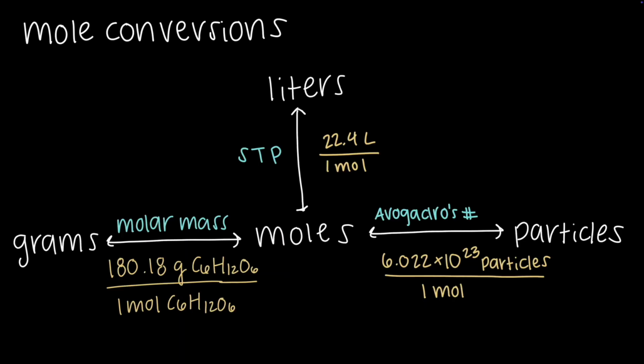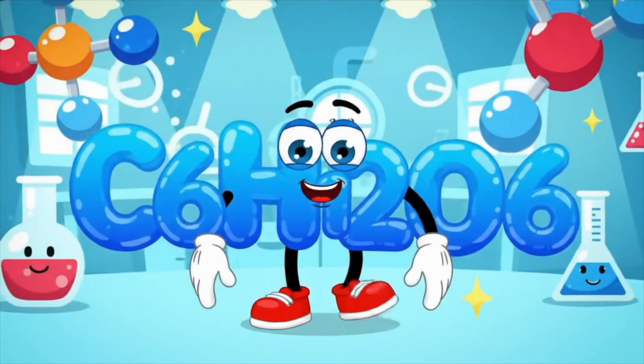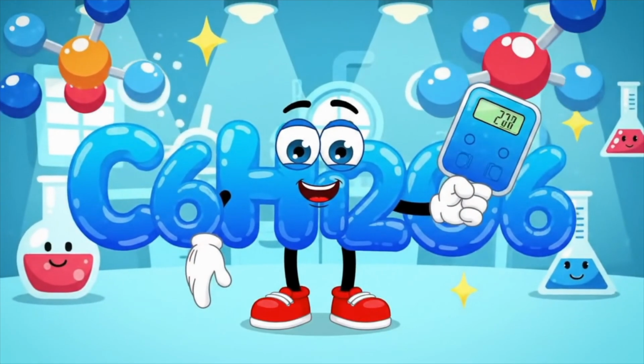Now glucose wanted to tie all these paths together. He drew his mole map. Moles in the center as the middle ground. To the left, grams connected through molar mass. To the right, particles connected through Avogadro's number. And above, liters at STP connected through 22.4 liters per 1 mole. Whenever you want to go from grams to particles, particles to liters, or liters to grams, you just travel through the center moles.